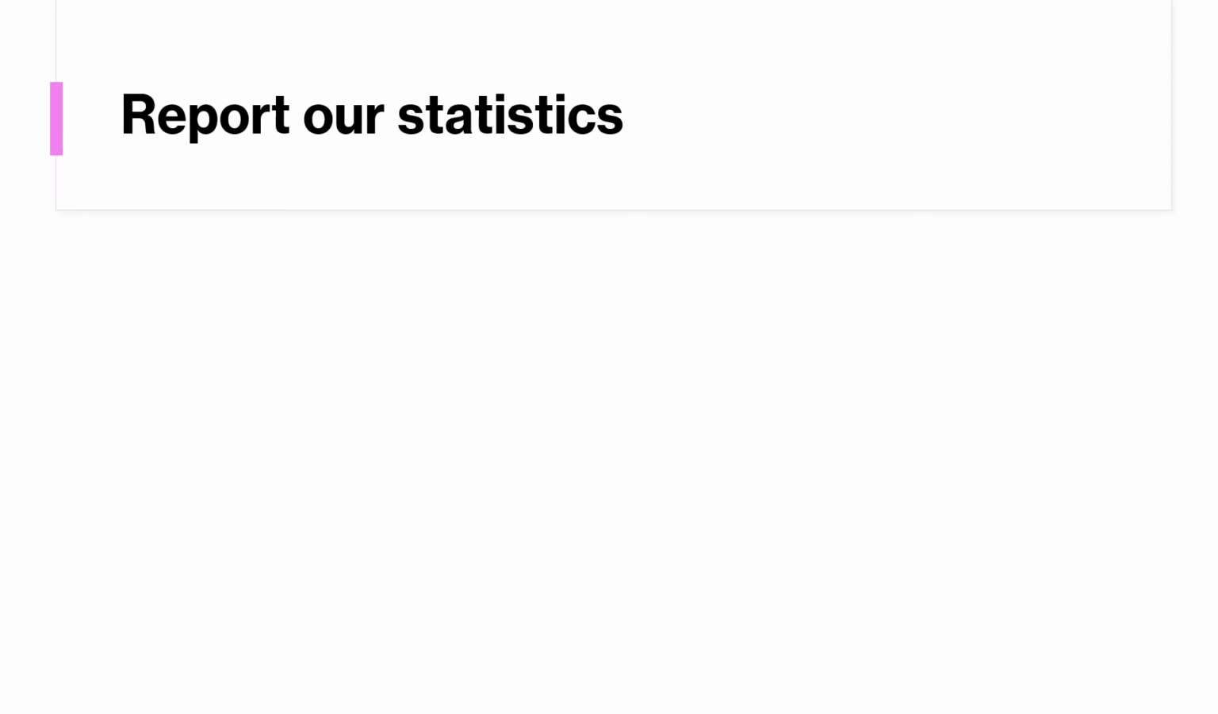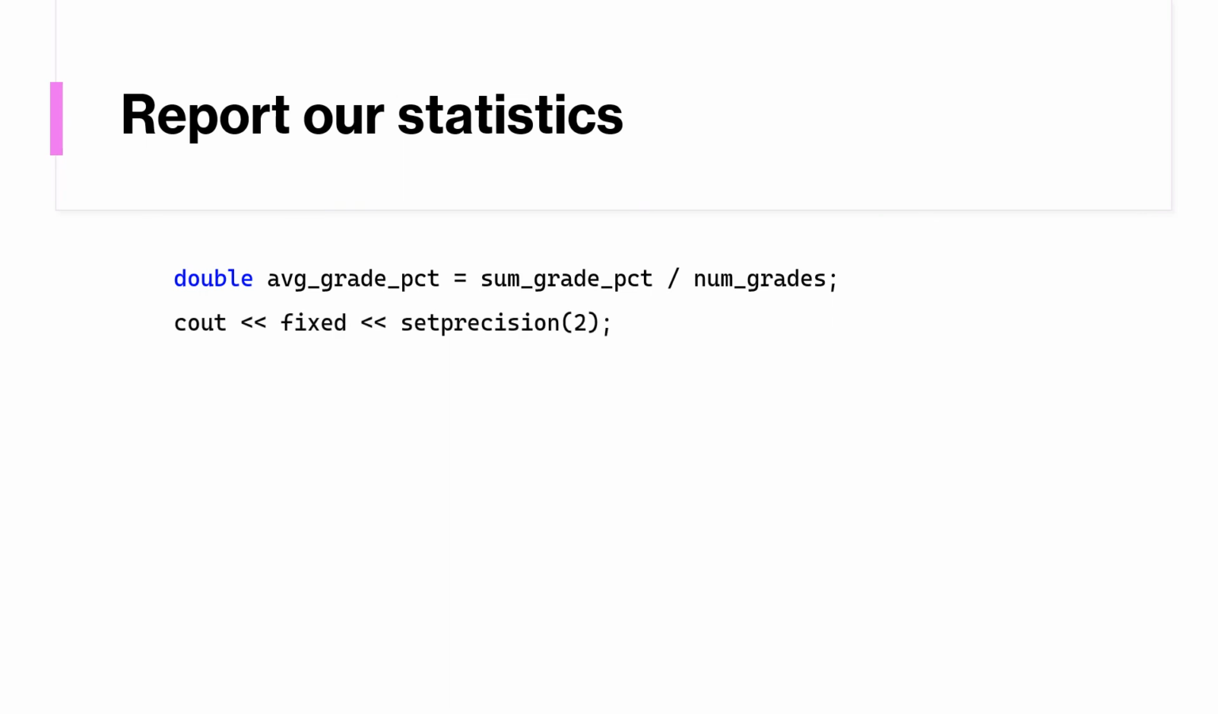Now all that's left to do is report our statistics. Average is defined as the sum divided by the number of entries. So average grade percent is sum grade percent over num grades. Then we're going to decide that we want to see our output with 2 decimal places. That may be a bit much for some teachers or some students. Maybe they want to only see 1 decimal place on their grades, but we're used to seeing 2 decimal points with looking at money, for example, so it's a nice round number to use.